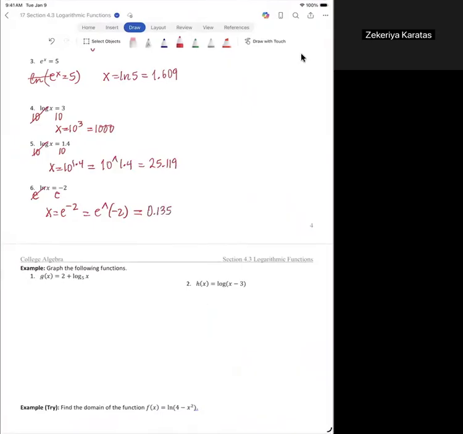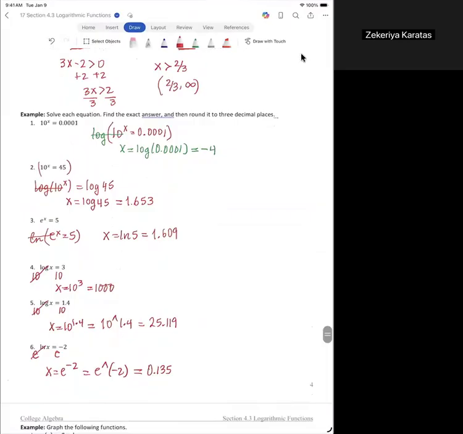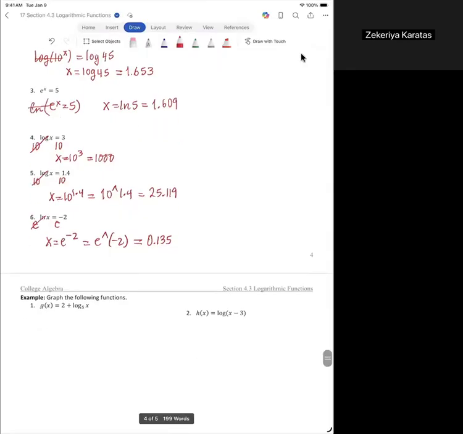0.135. That's what we have. So I hope these are clear. If you have an exponential expression, then you apply log to get rid of the exponential expression and get the exponent by itself. In here, if you want to get rid of the log, then you need to apply exponentiation to both sides, and that's going to give you the variable or the expression inside the log.